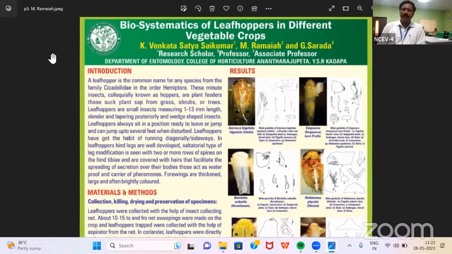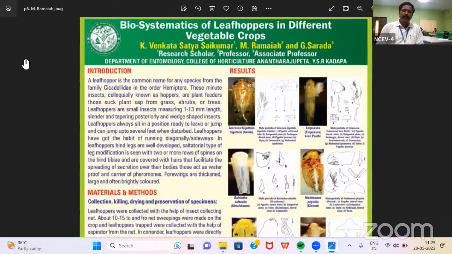These come under the family Cicadellidae and order Hemiptera. They are excellent insects that can jump on the surface of the leaf, and they are wedge-shaped. So that is the introduction.